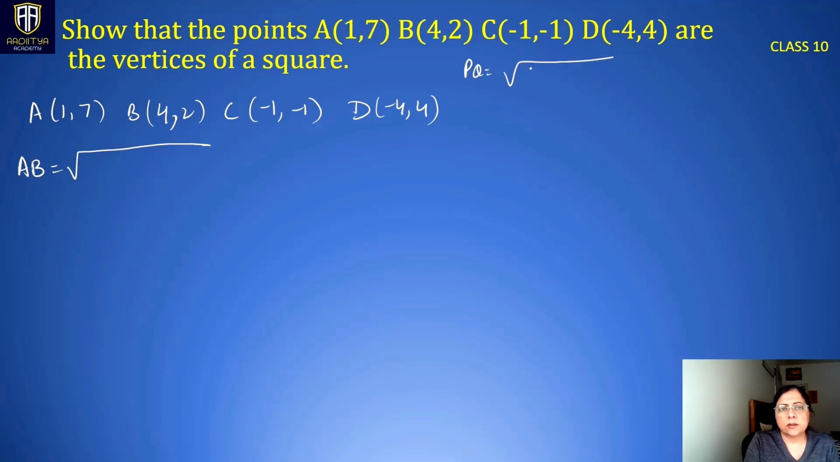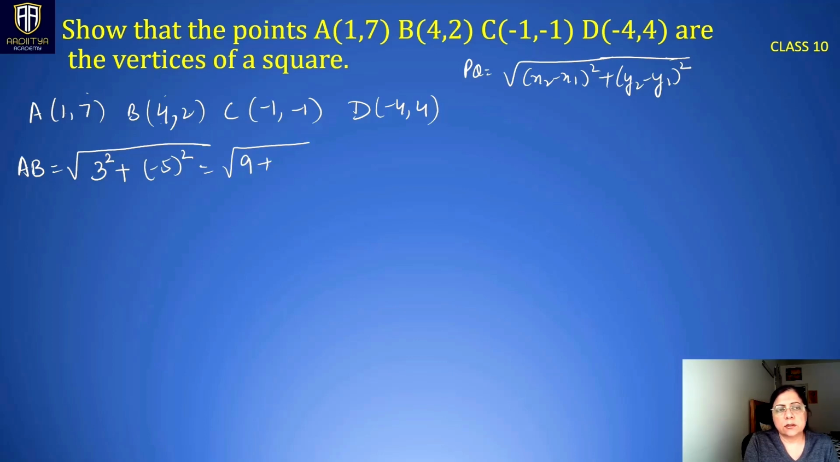The basic formula is (x2 minus x1) whole square plus (y2 minus y1) whole square, right? Now, what is x2 in this case? If we are looking for AB, this is your x2: 4 minus 1. Now, I am trying to do it already. 4 minus 1 will be 3 square. 2 minus 7 is negative 5 square, right? Which is equal to 3 square is 9, and minus 5 square is 25. So, this becomes root 34.